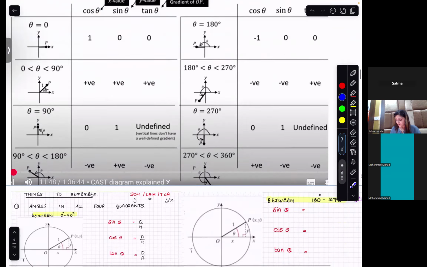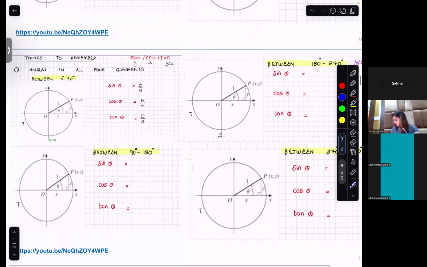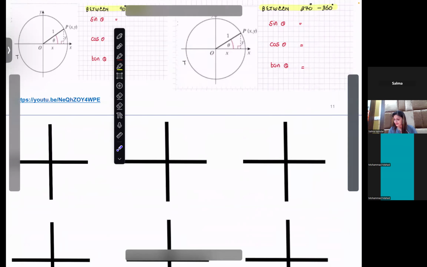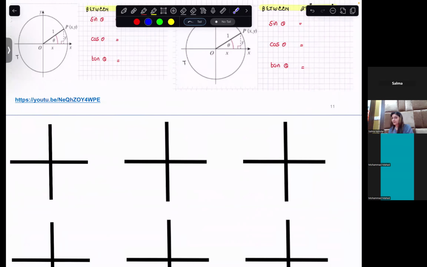Now I'm going to give you some other rule. To remember, we've learnt with the CAST rule. Now we'll remember with certain memory techniques. How do I do this? If I see I've made the first, second, third, and fourth quadrant, have I done that?